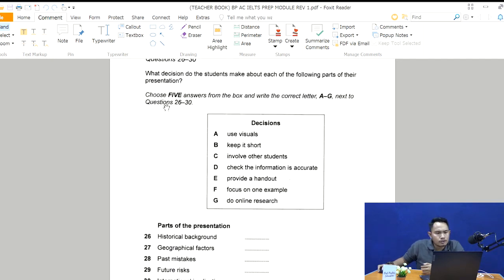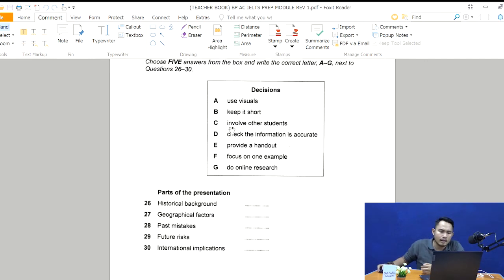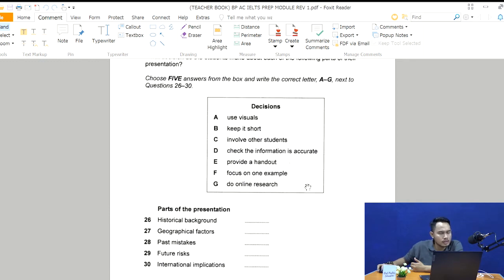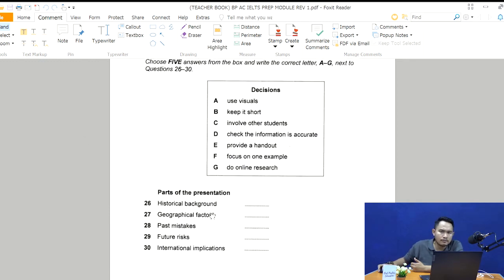As mentioned in here, choose 5 answers from the box and write the correct letter A to G next to questions 26 to 30. So again, because this is a new one, I might have a new solution or suggestion for you guys before you do this. First of all, you need to count how many questions there are in here. There are 5 questions in here.